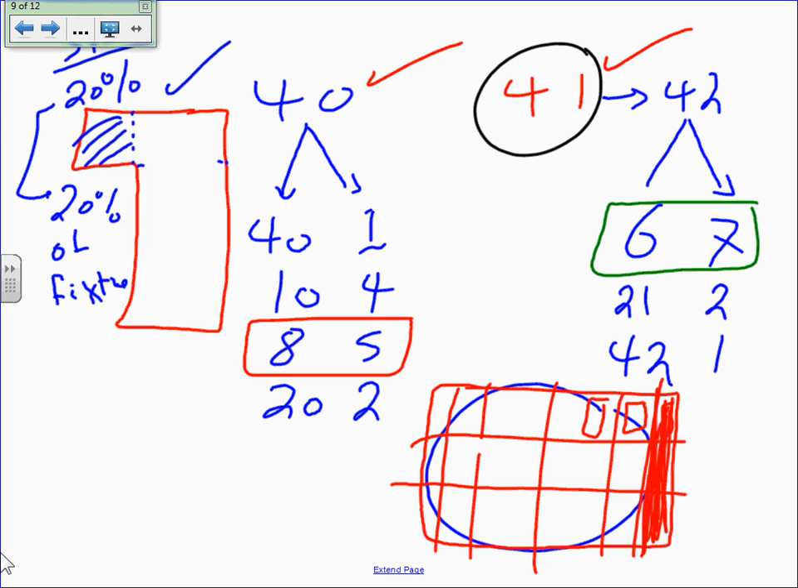6 times 7. Why? The number of columns and the number of rows need to be as close to each other as practical. Any question?